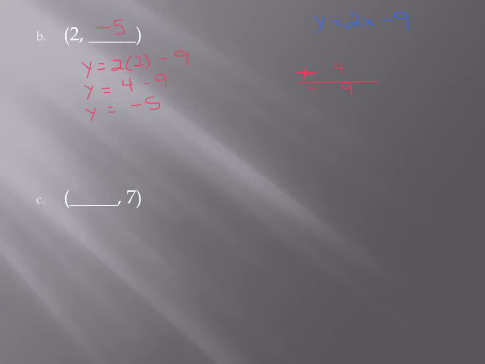C, I'm given the y value, and I'm looking for x. So y equals 2x minus 9. I'm going to plug in 7 for y. And I need to solve for x. So I can add 9 to both sides. Divide by 2. And x is 8. So my ordered pair is (8, 7).